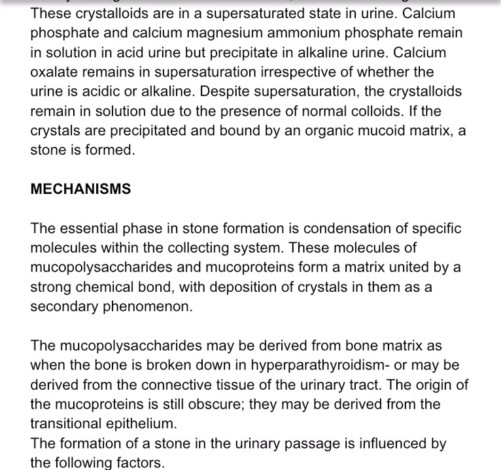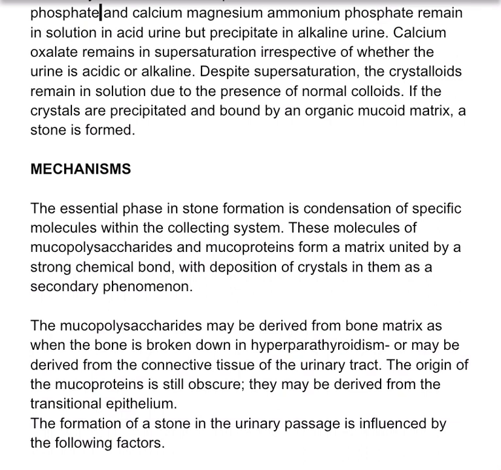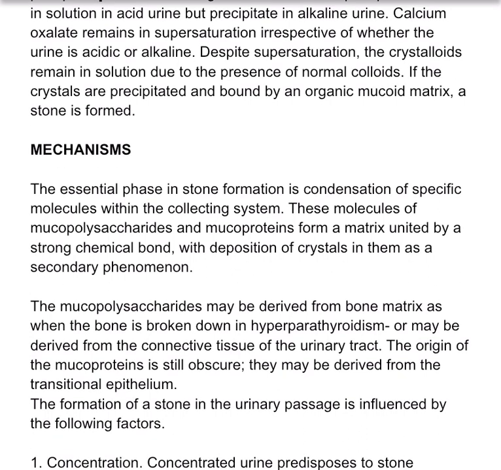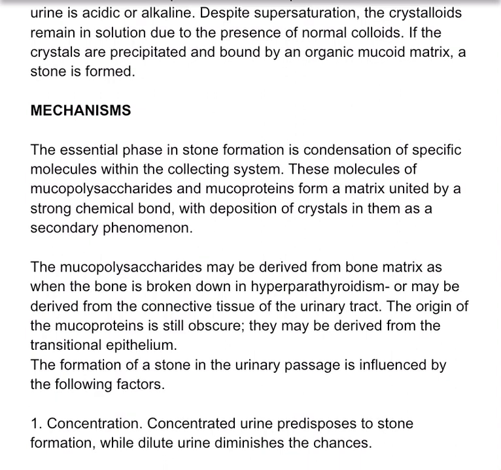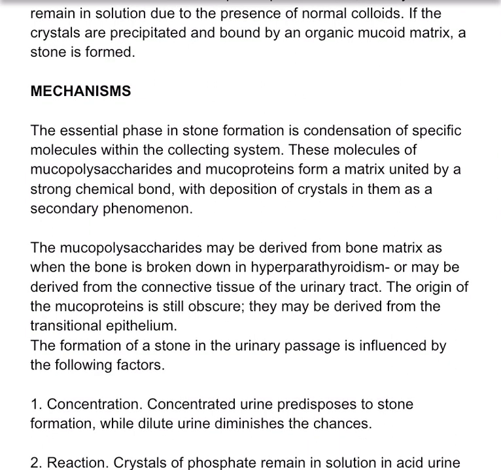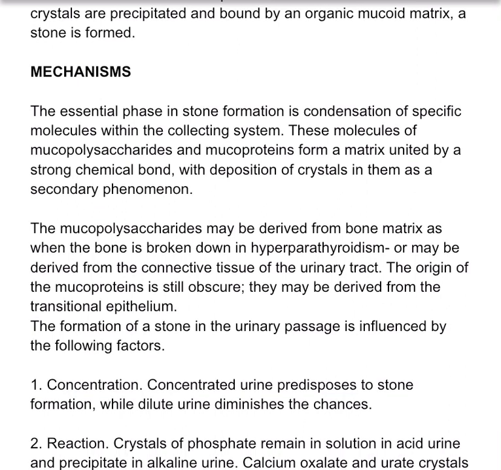Calcium phosphate and calcium magnesium ammonium phosphate remain in solution in acid urine but precipitate in alkaline urine. Calcium oxalate remains in supersaturation irrespective of whether the urine is acidic or alkaline. Despite supersaturation, the crystalloids remain in solution due to the presence of normal colloids. If the crystals are precipitated and bound by an organic mucoid matrix, a stone is formed.